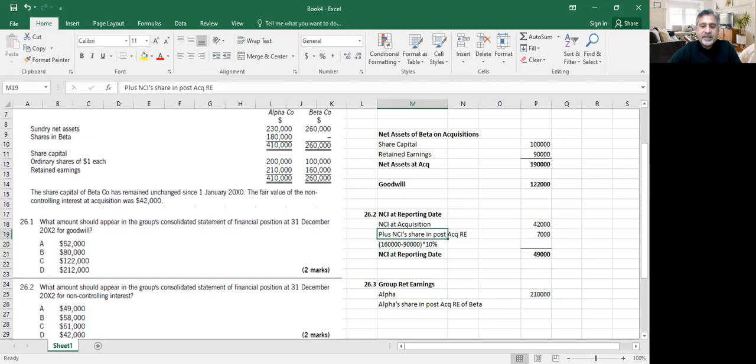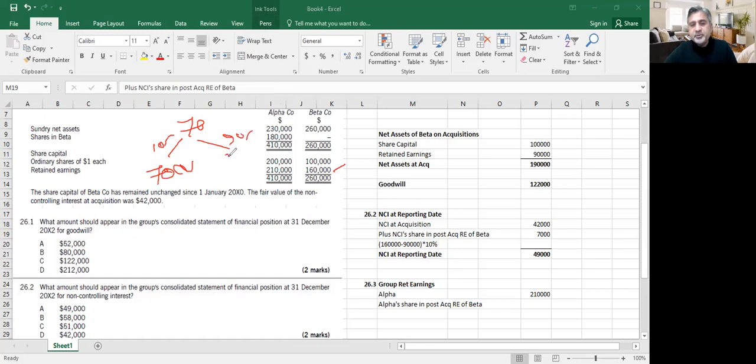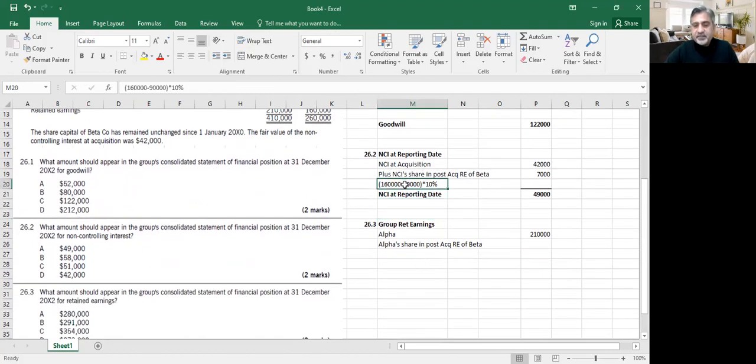Just like with the NCI, the NCI share in post-acquisition retained earning of Beta is the same thing. Whatever the post-acquisition retained earnings are, which is 70,000, the difference between 160 and 90, this 70,000, 10% we give to the non-controlling interest and 90% we give to the parent. That's how we distribute it. If I give 10% to the NCI, I will keep 90%. So I will take this number again, but this time at 90%.